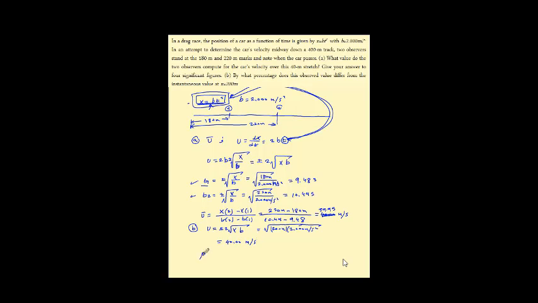Now the percentage needed is simply 40.00 minus 39.95 divided by 40.00 times 100%, and this is equal to 0.13%.